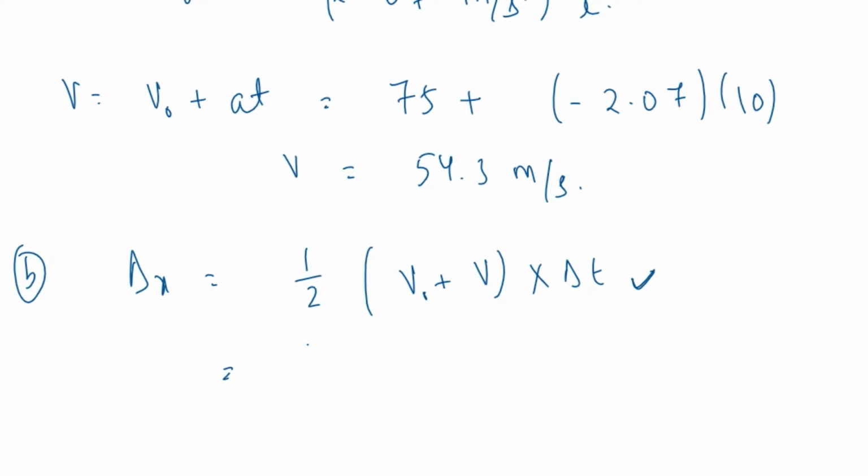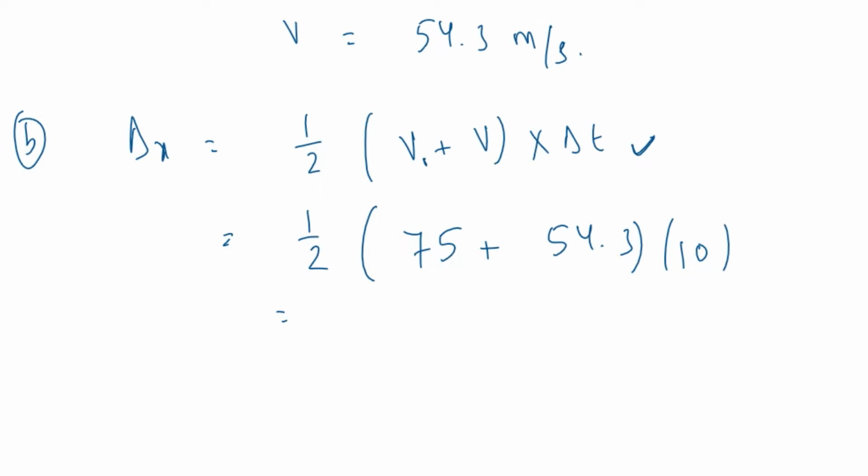So delta x equals 1 over 2 times v naught 75 plus v 54.3, times delta t 10 seconds. So from here, the distance traveled by the jetliner is 646 meters. So this will be the answer for the B part.